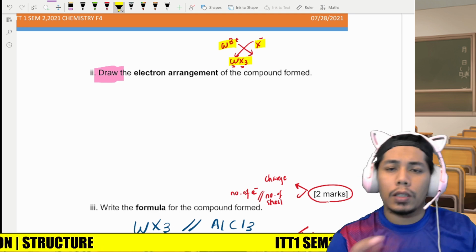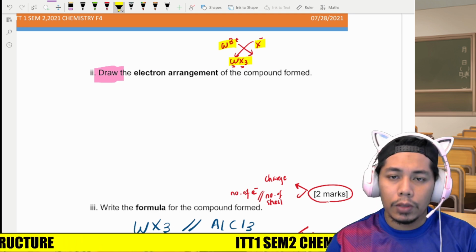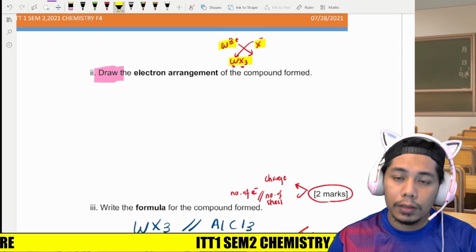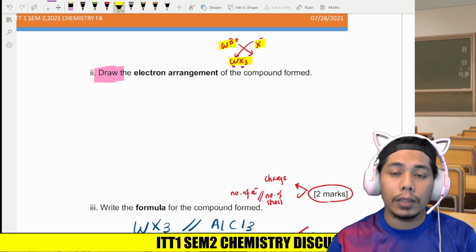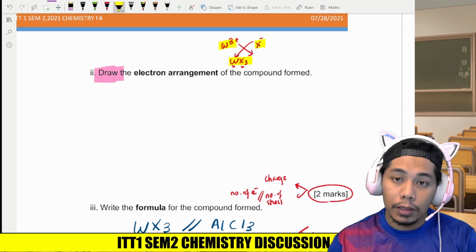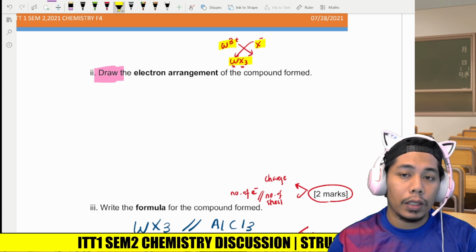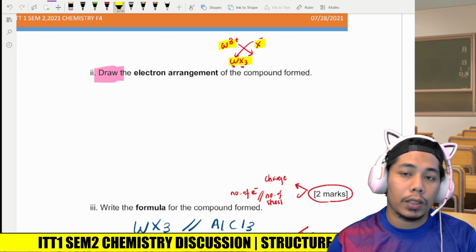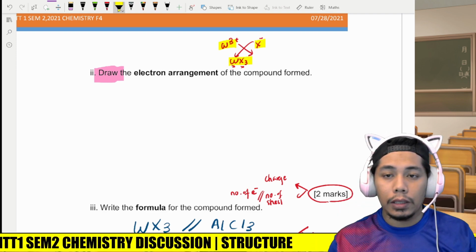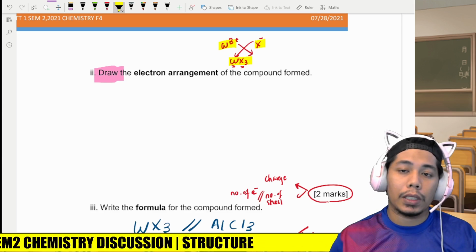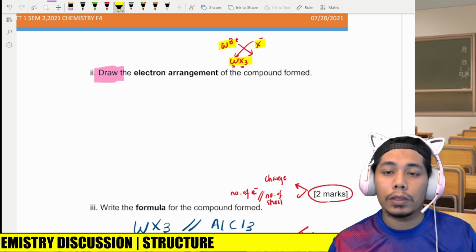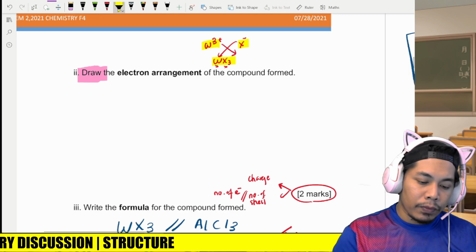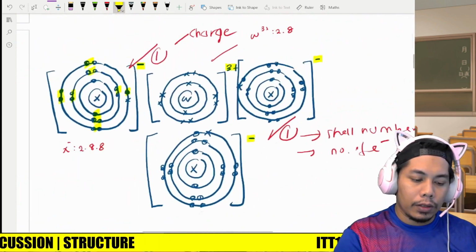Now, which atom or ion is located at the center? The least number of atoms will be located at the center. In this case, W is fewer than X, so W will be placed in the middle and X will be around it. So W will become the central atom and X will become the surrounding atoms. Okay, this is the answer.